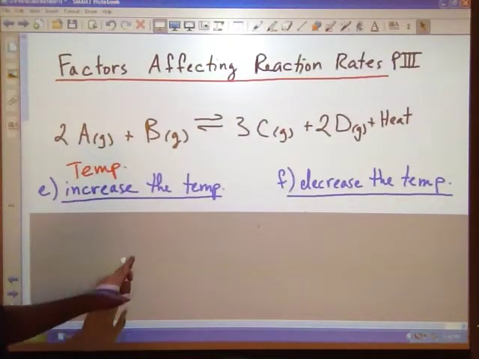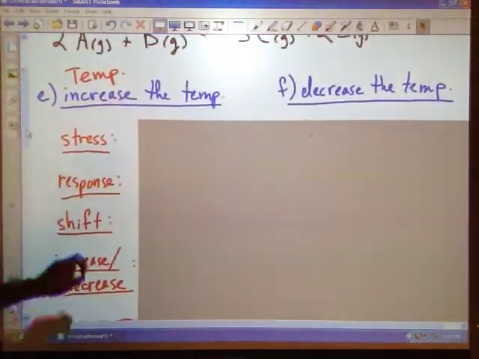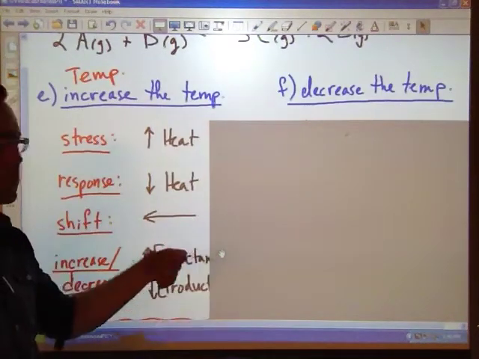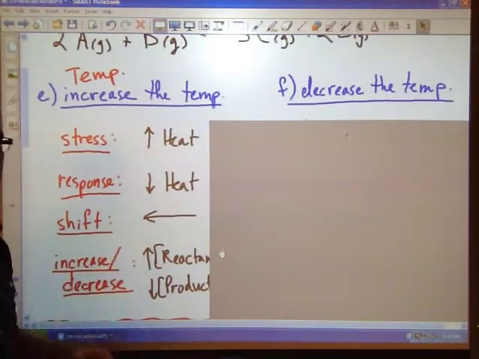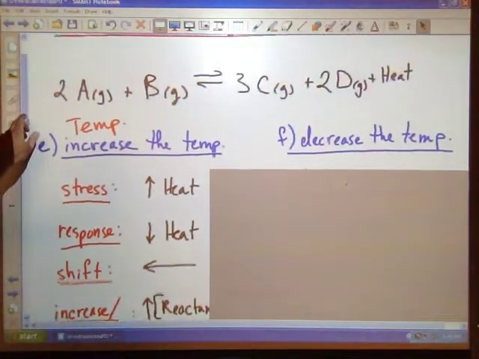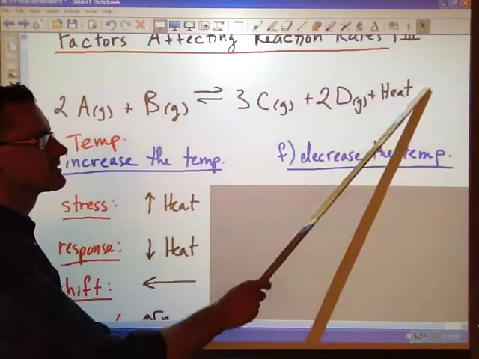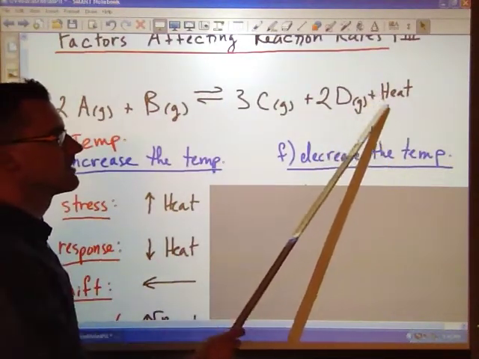What happens there? So once again, break it down into 4 things that we want to look at. So the stress is increasing temperature, which of course corresponds to an increased amount of heat. Want to use up the heat, and I just plain said that we're going to the left. The thing is here, think of heat, in this case, like a product. It's like something on the product side.